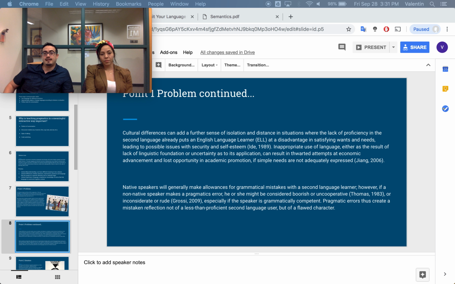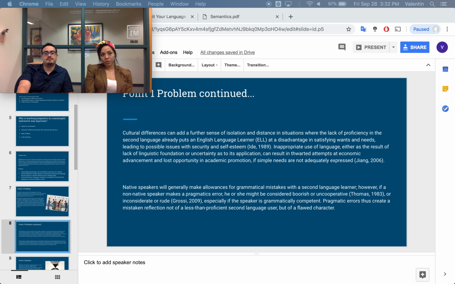Cultural differences can add a further sense of isolation and distance in situations where the lack of proficiency in a second language already puts an English language learner at a disadvantage in satisfying wants and needs, leading to possible issues with security and self-esteem. Inappropriate use of language, either as a result of lack of linguistic foundation or uncertainty as to its application, can result in thwarted attempts at economic advancement and lost opportunity in academic promotion if simple needs are not adequately expressed.